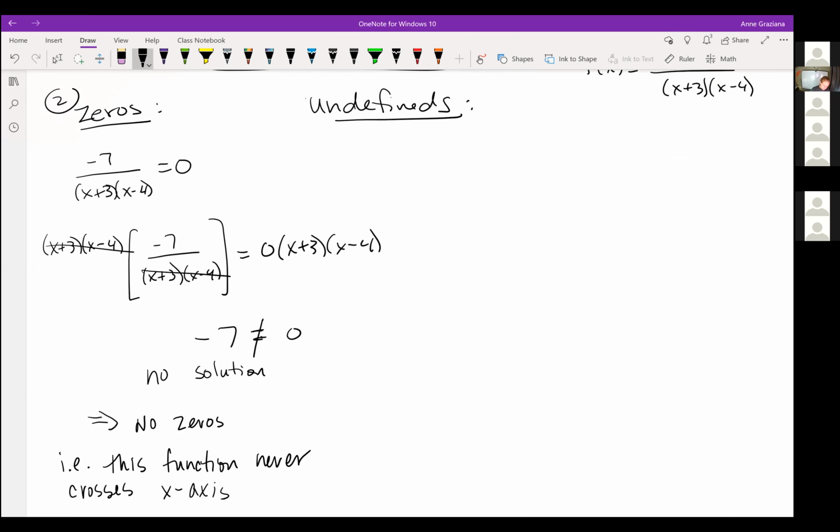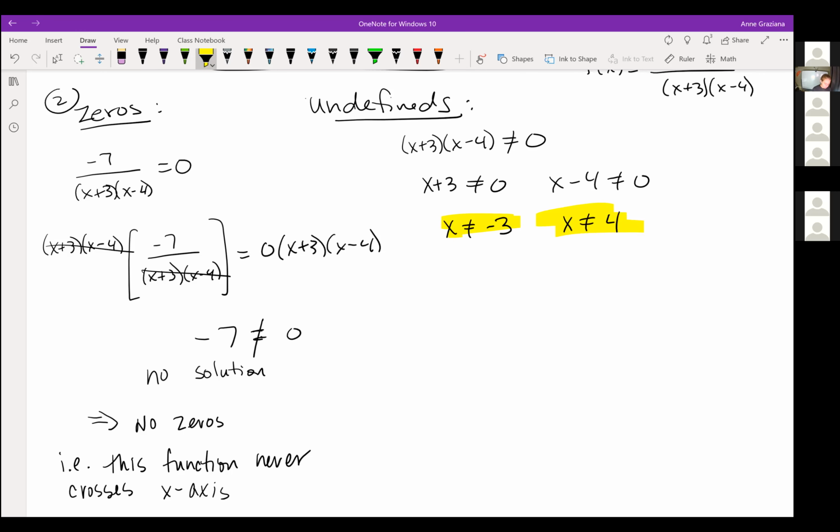But I am going to get some undefines here. So I know that x plus 3, the denominator, we have to set that equal to 0 and find what numbers won't work. So x plus 3 can't equal 0. X minus 4 can't equal 0. So x cannot equal -3 and x cannot equal 4. So those are the things that are going on my sign chart. I don't have any zeros to put on there, but I have 2 bad numbers.